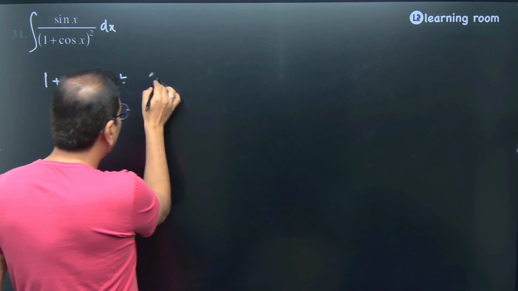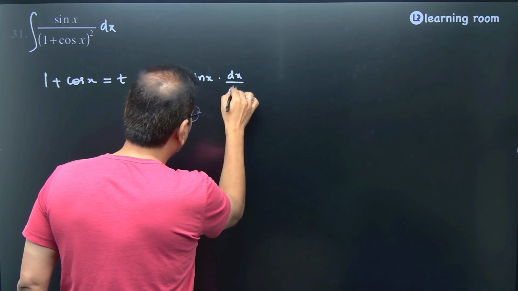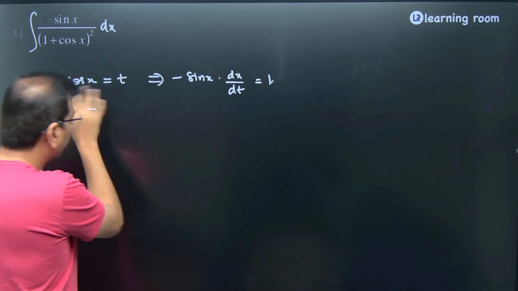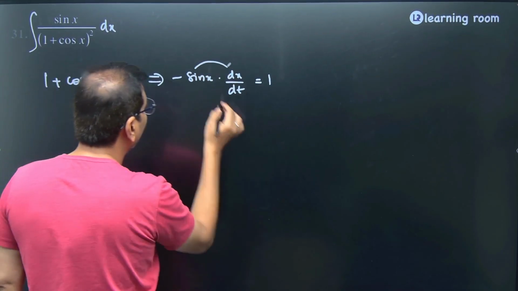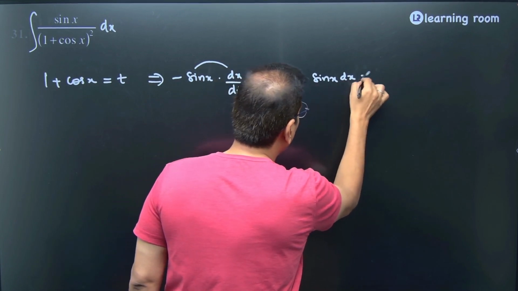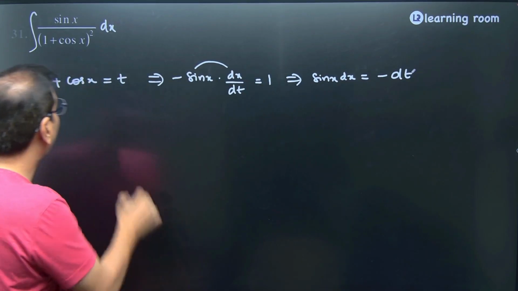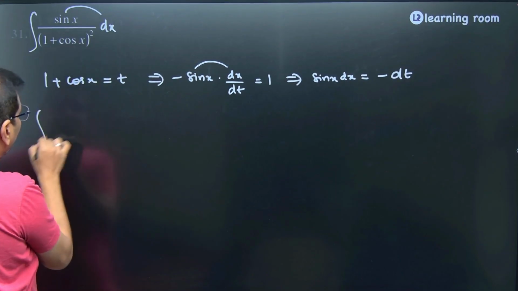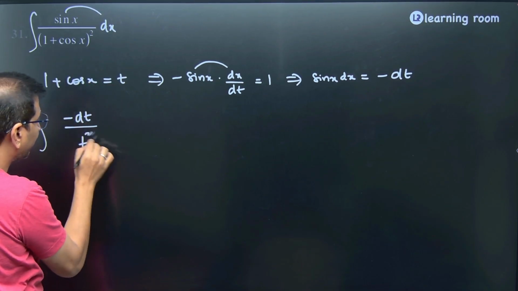So we will have minus sin x into dx by dt is equal to 1. When I differentiate this with respect to t on both sides, this is what we get. So sin x into dx is equal to negative of dt, right? So sin x into dx is negative of dt. So minus dt divided by (1 plus cos x) the whole square, which is t square.